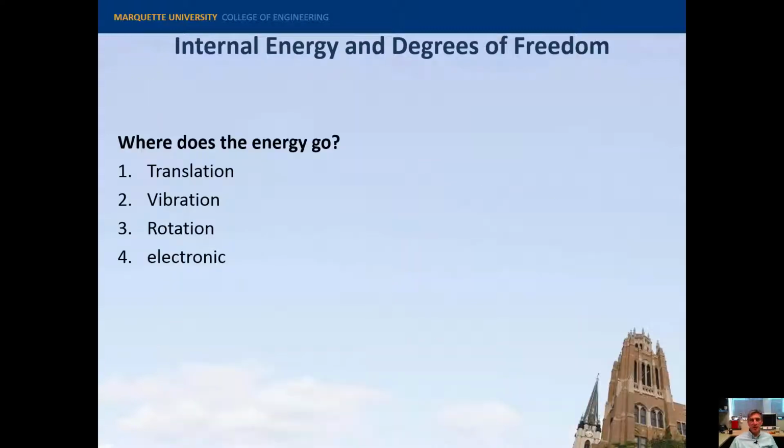Where does the energy go in a molecular structure? As I mentioned just briefly, into translational motion, vibrational motion of the molecule or atom, rotations of that atom, and then electronic energies within the atom. So electrons can jump up into higher valence shells and then come back down.